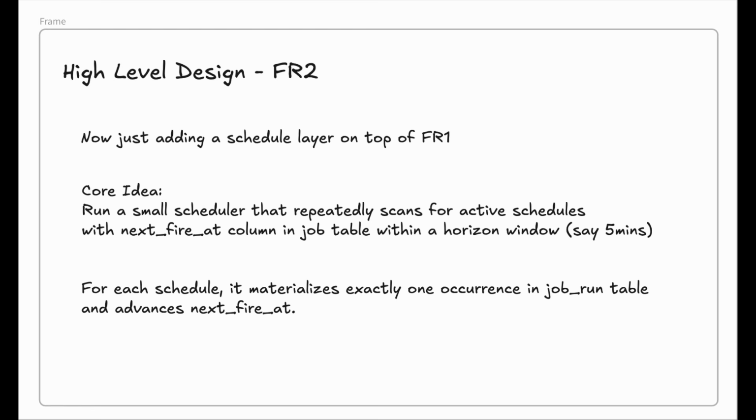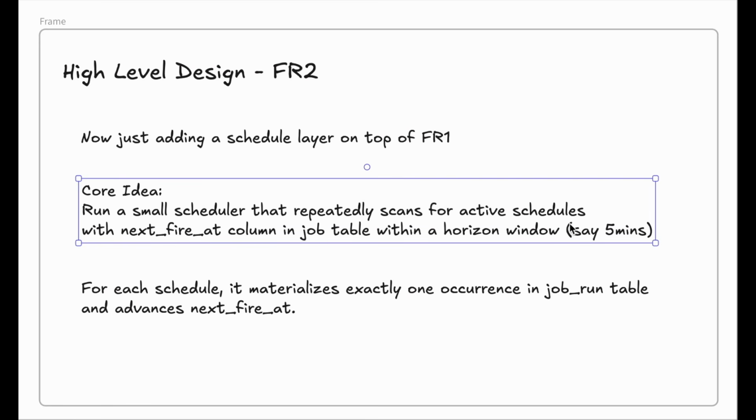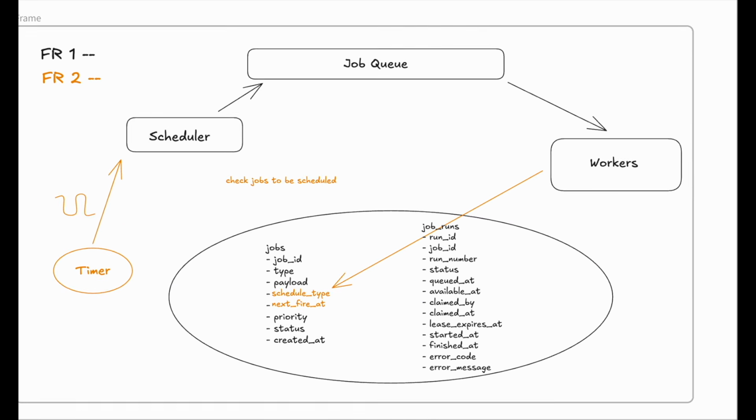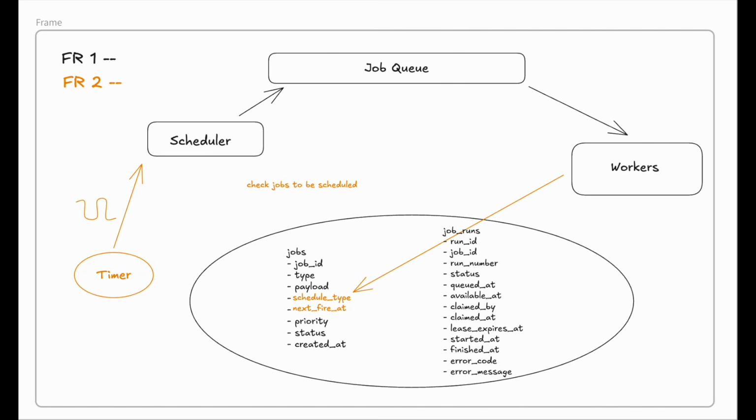Now that the scheduler reliably handles the immediate jobs, the next step is to add a schedule layer, running at a specific time or on a cadence. The fundamental strategy here is to use a DB-driven scan. We can run a small scheduler that repeatedly scans for active schedules with the next_fire_at column in the job table within a short time window, for example, 2 to 5 minutes. For each schedule, it materializes exactly one occurrence in the job run table and advances the next_fire_at column. We can refer to the high-level diagram here to illustrate step by step.